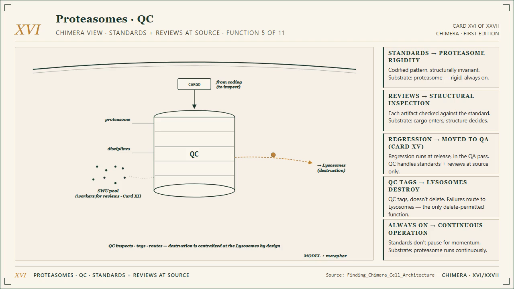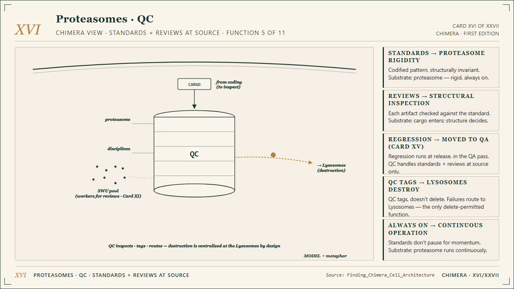Standards, the codified pattern, the rules the work must conform to. Reviews, the structural check. Did this artifact respect the boundaries? And regression. Does existing work still pass under new conditions? 3 disciplines, 1 organelle. Regression draws on the free ribosomes, generic work units scattered through the cytoplasm. The dashed line from the regression discipline to the pool shows the relationship.